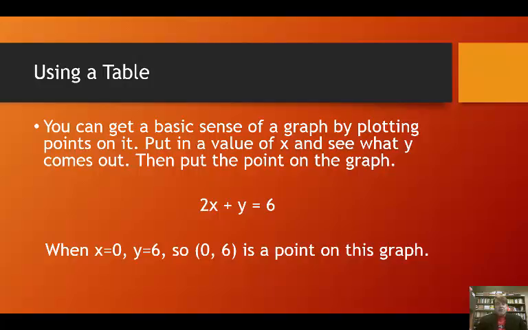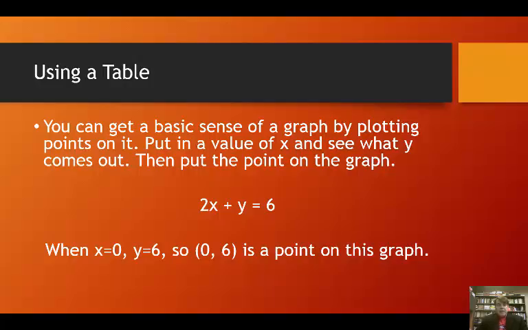You put in a value of x and see what y comes out. Then put the point on a graph. So going back to my equation 2x plus y equals 6, if I substitute in an x as 0 into this equation, so 2 times 0 is 0, that goes away, and I'm left with y equals 6. Yay! So that tells me that (0, 6) is a point on the graph of 2x plus y equals 6.